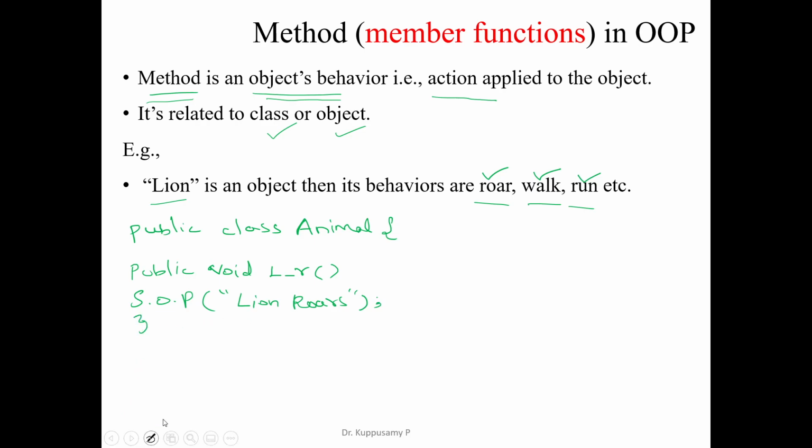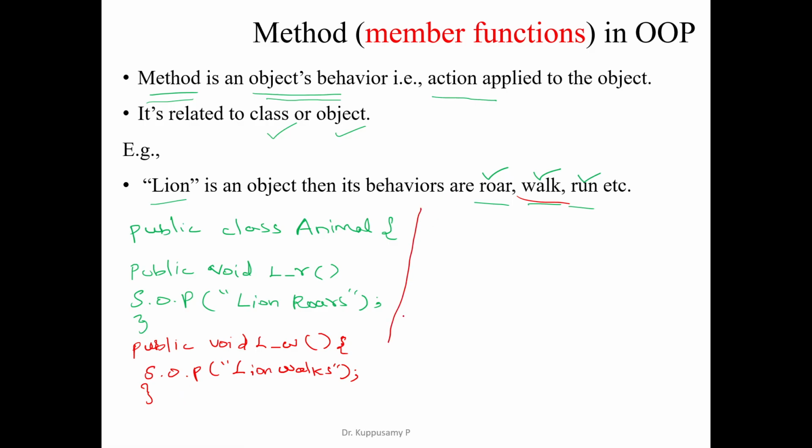Then the second method, public void. What is the second method? Walk, so lion_walk. Open braces, system.out.println lion walks, right? So here I am closing the second method, lion walks. Like that, you can write for running also.